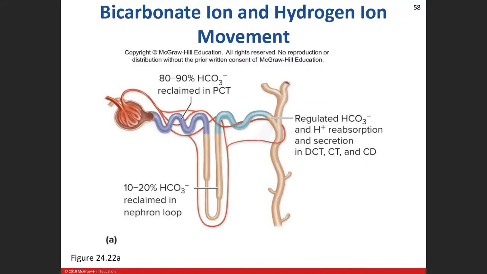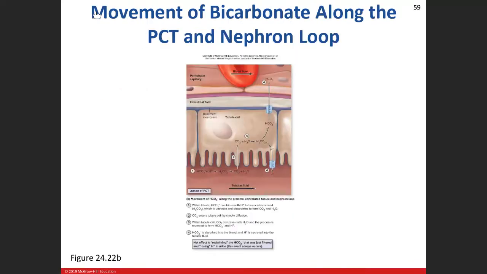All right. So when we're talking about the movement of bicarbonate and hydrogen ions, we're going to see that a lot of that bicarbonate is going to be, look at the term, reclaimed in the proximal convoluted tubule. It won't be resorbed, all right? Again, some down here in the nephron loop, but when we're dealing with the acidity of the blood and the acidity of the urine, it is going to be regulated here in the distal convoluted tubule, the collecting tubule, and the collecting duct here.